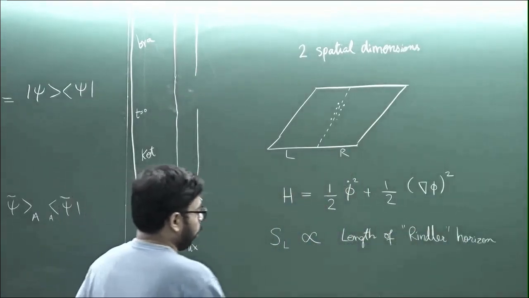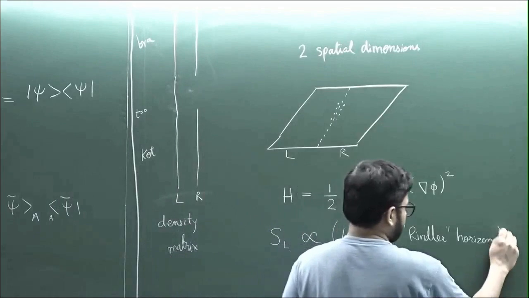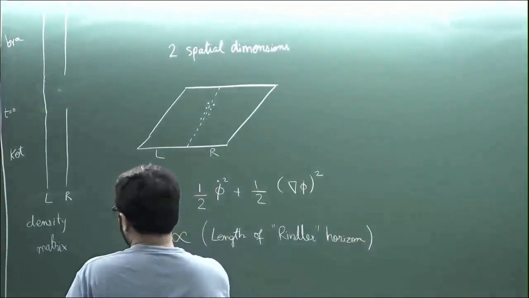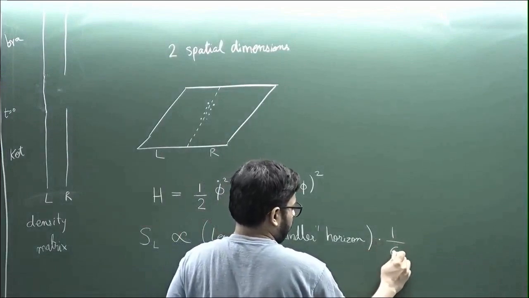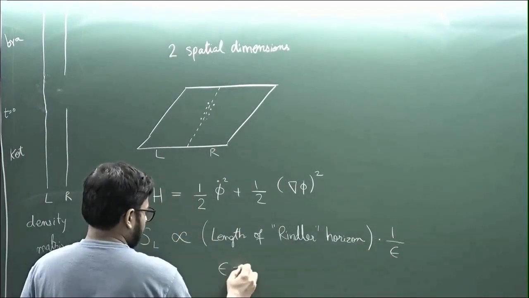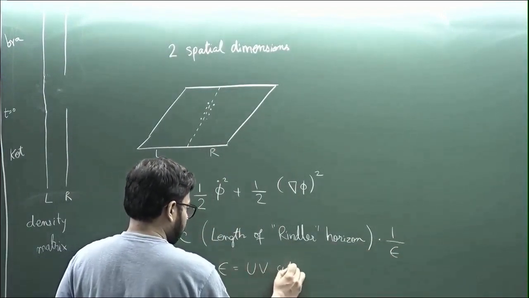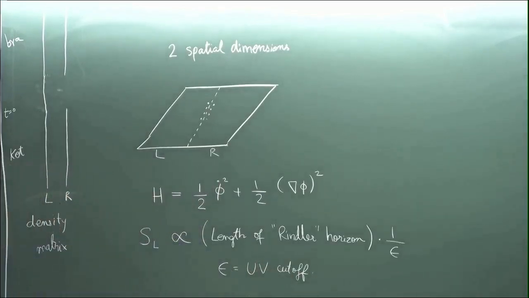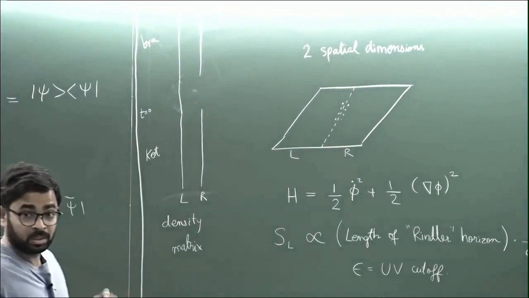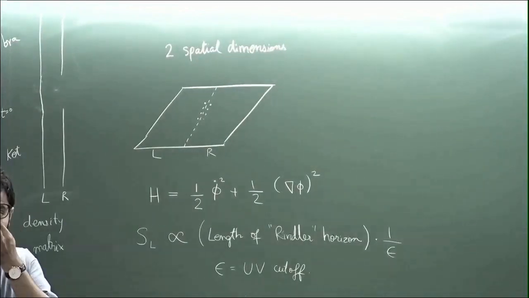Okay, and the point is the coefficient of this is going to be UV divergence. So the entanglement is a dimensionless quantity, so it's proportional to the length. So it comes with a 1 over epsilon, where epsilon is the UV cutoff. Okay, so it's not really a finite, well-defined quantity, it's a UV divergent quantity.